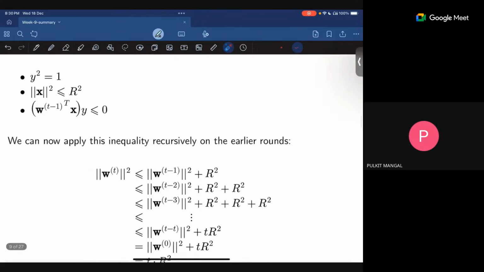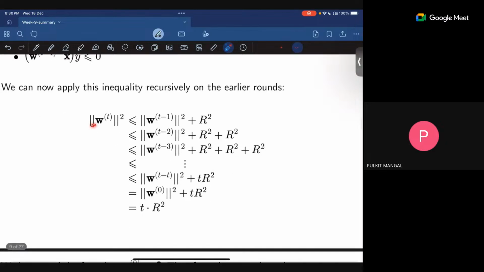Okay, and then if we continuously apply it, then for wt it was norm square of wt minus 1 plus r square. Then we can similarly do the same thing for wt minus 1 also. So we'll get norm square of wt minus 2 plus r square plus r square. And if we keep doing this, because we have done t updates, we get t times r square. Because norm square of w0, as we initialize with the 0 vector, is 0, it would be just t times r square. So this is the upper bound that we will get.